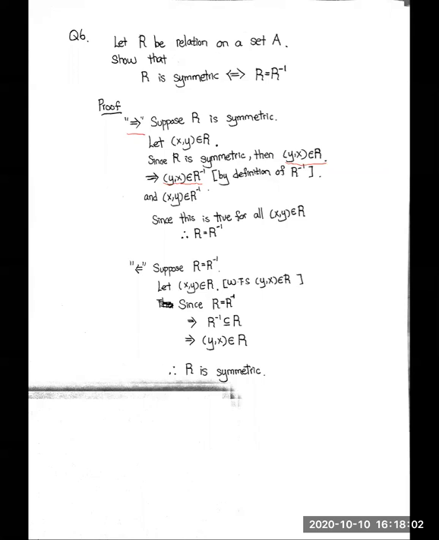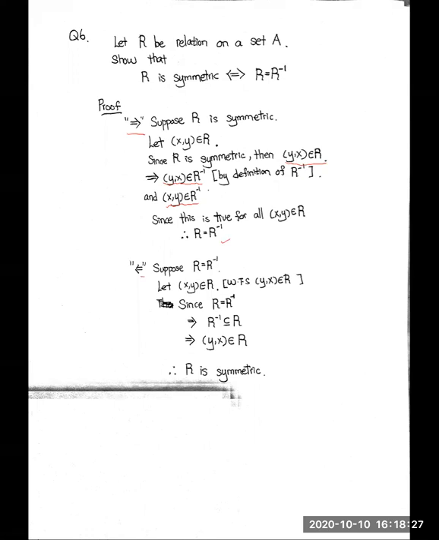But don't forget, we also have (y, x) in R. So by definition of R inverse, we also have (x, y) in R inverse. So no matter what element you take from R, it will also appear in R inverse. Since this is true for all (x, y) in R, of course we can say that R is equal to R inverse. Okay, the other direction.